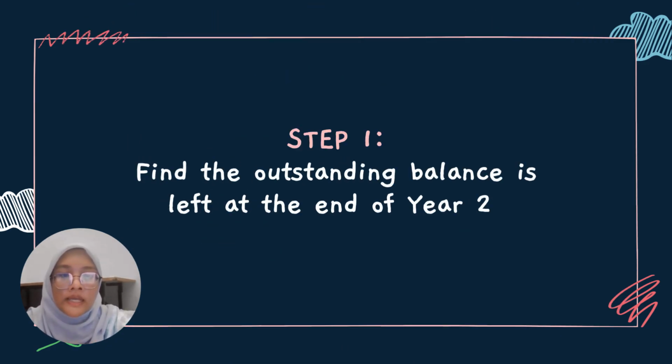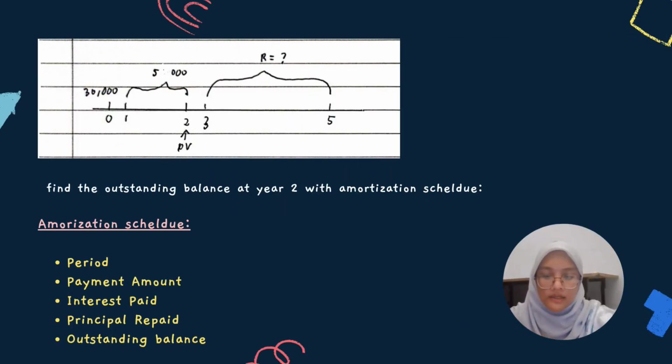To find the required annual payment for each of the final 3 years, we must first find how much principal is left at the end of year 2. If you refer to the time diagram at the top, at period 0, the business owner received the initial principal of 30,000 ringgit. For the first stage, which is year 1 and year 2, the bracket shows a fixed step-up payment of 5,000 per year.